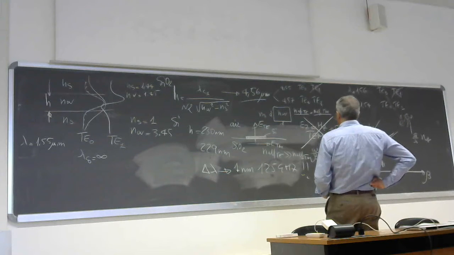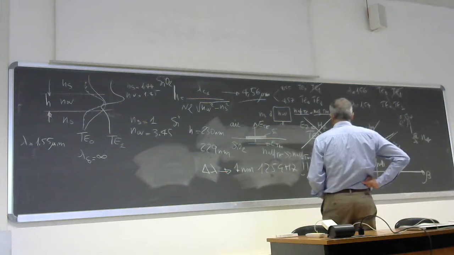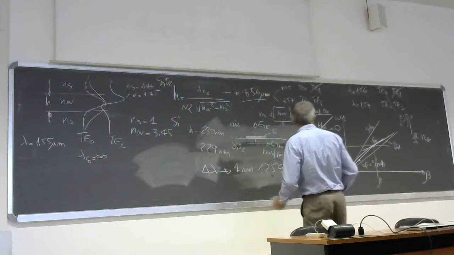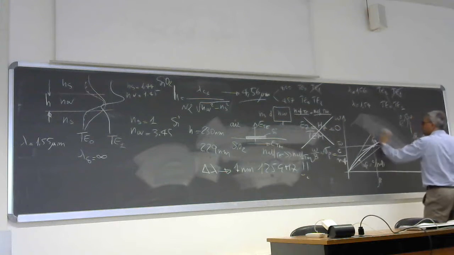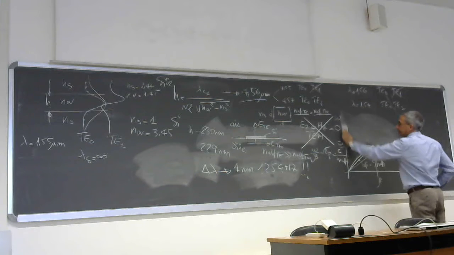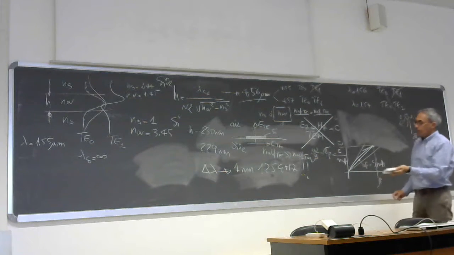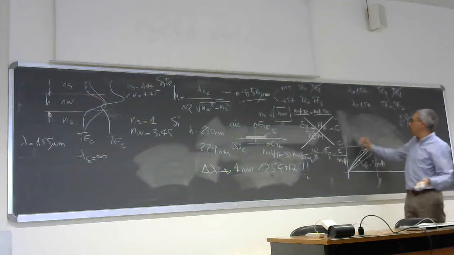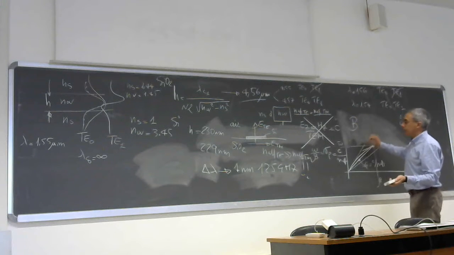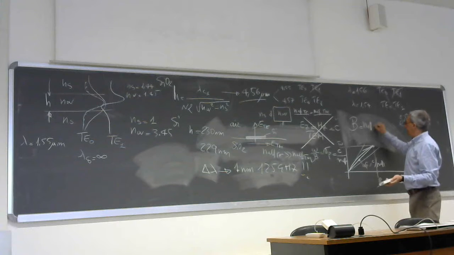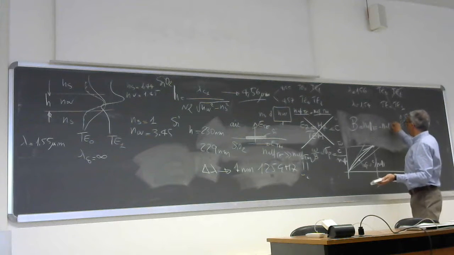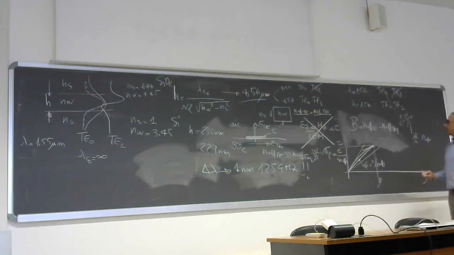All this story started because I wanted to introduce the birefringence. The difference between the effective index of the TE and TM modes is important, and people gave it a name, and the name is birefringence. It's the difference between the effective index of the 2 modes, TE and TM. It's called B, the birefringence of the waveguide.